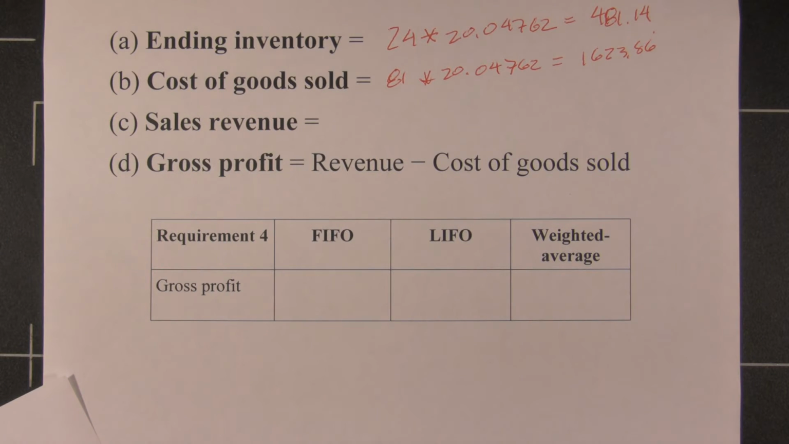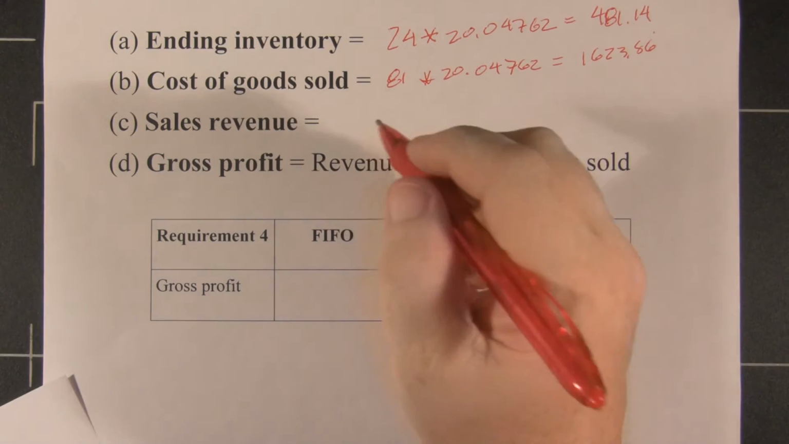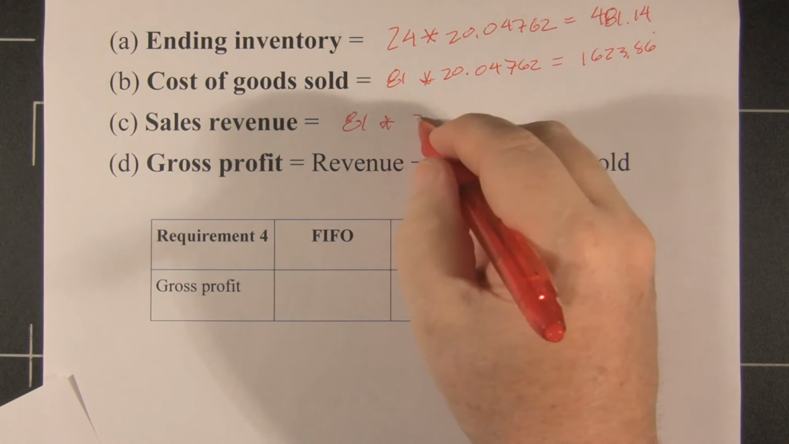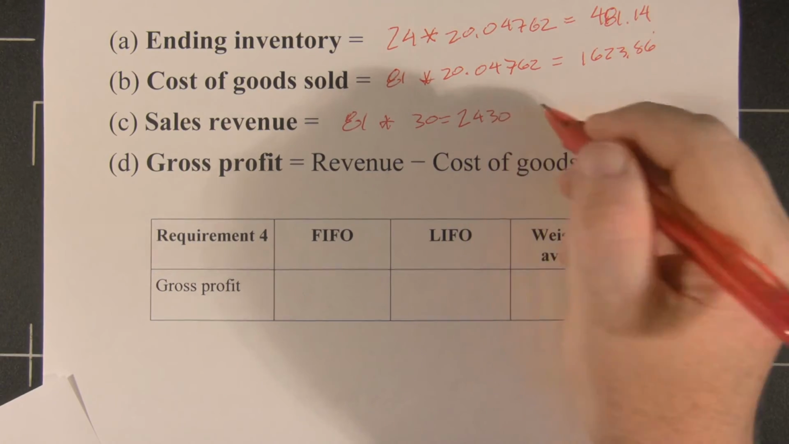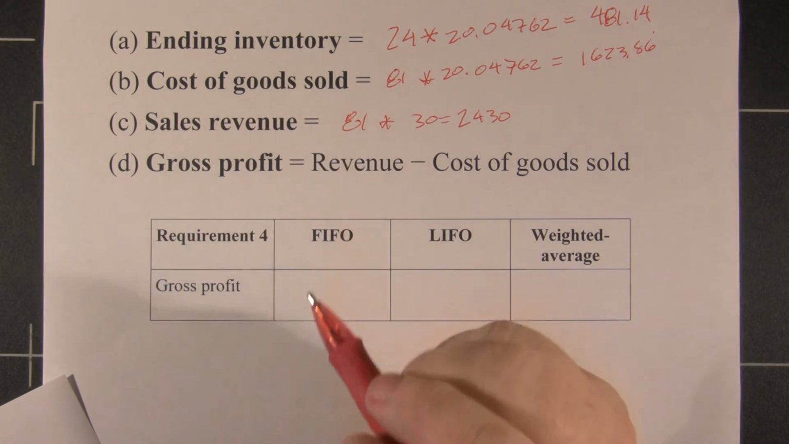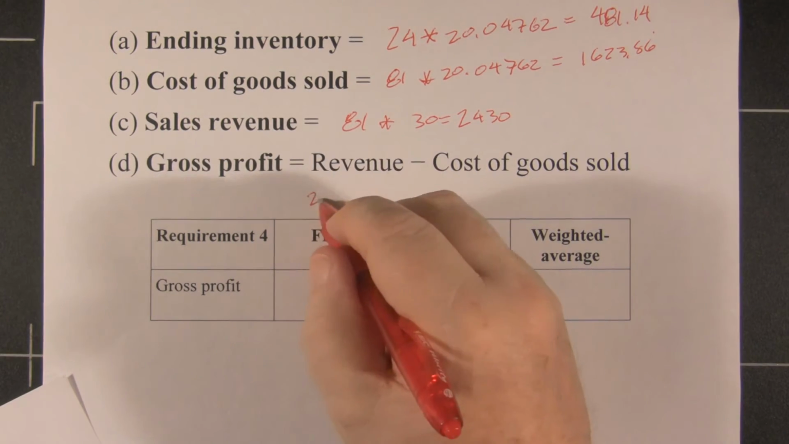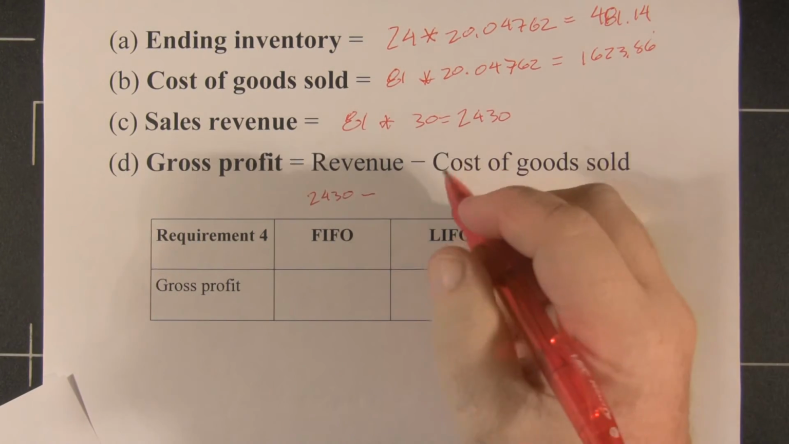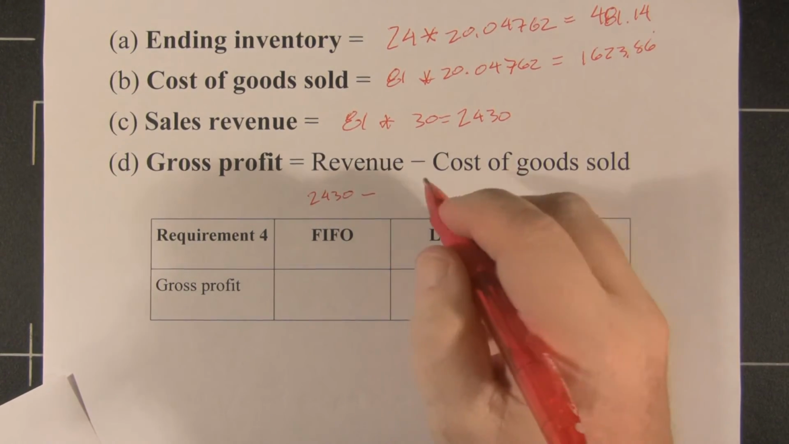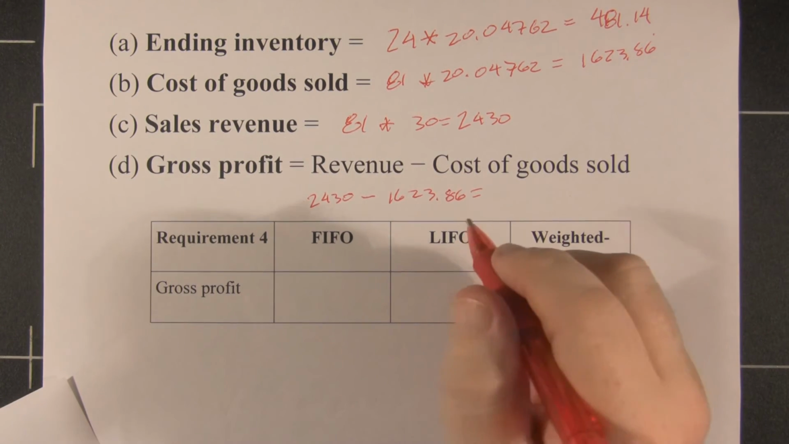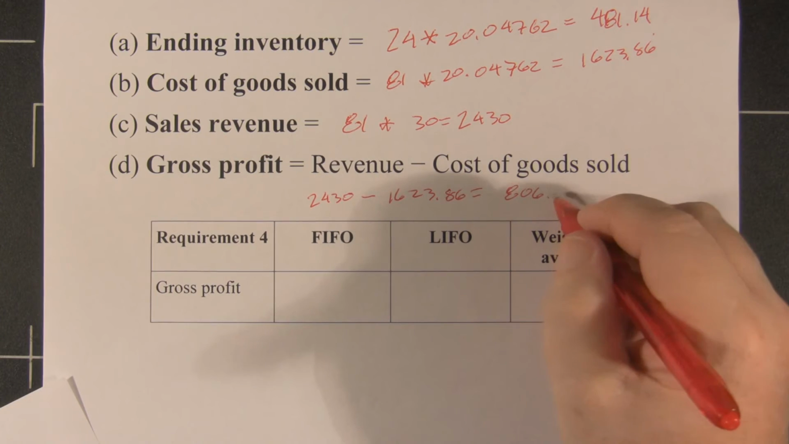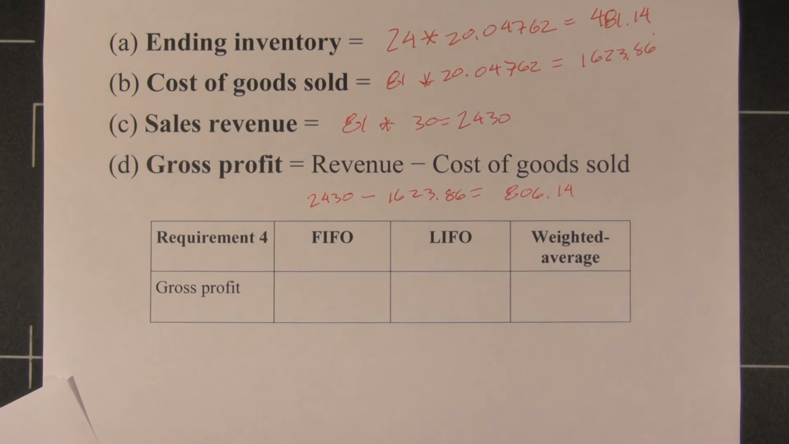Our sales revenue, and again remember, revenue doesn't change, doesn't matter what method you use. We sold 81 units, and each unit we sold for $30. So that's still $2,430. Gross profit or gross margin will change. Our revenue is $2,430. Our cost of goods sold is 1623.86. So our gross profit or gross margin, 806.14.